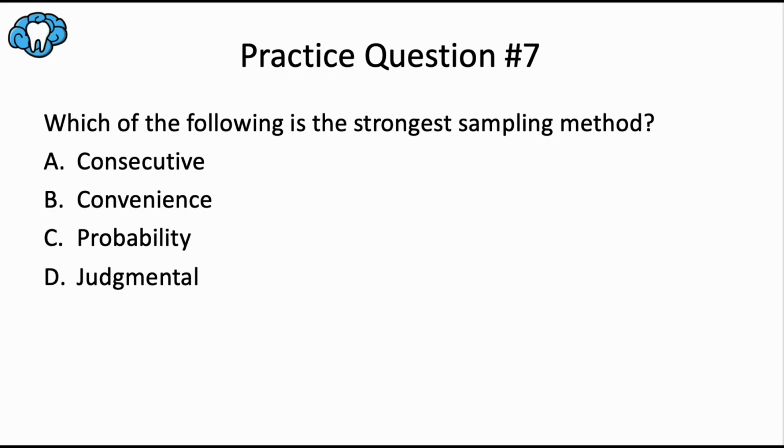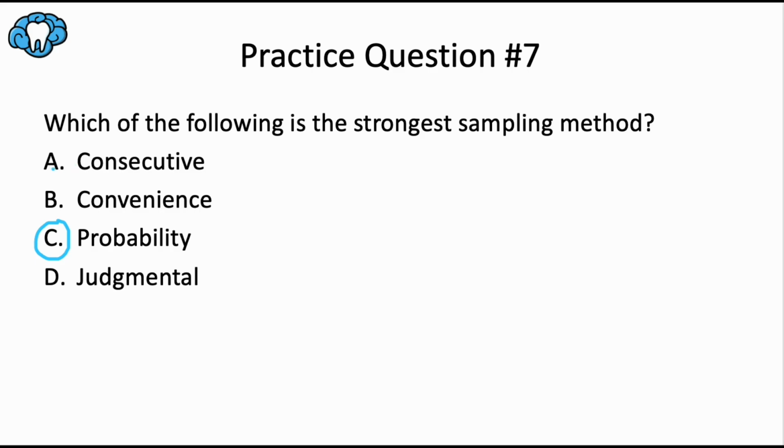So for sampling, of course, if we could do a census where we can include everyone in the target population, that would be awesome, but usually it's not possible. So the strongest sampling method from there is one that involves random sampling, and that would be a probability sample. So the answer for this one is, in fact, answer choice C. The other ones are non-random sampling, which isn't quite as strong. Sometimes it's easier, but they are weaker sampling methods.